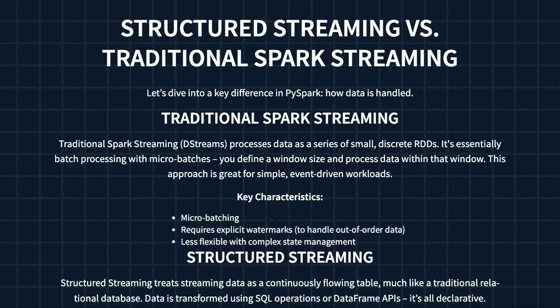Structured streaming changes things up completely. Instead of those micro batches, it treats streaming data as a continuous table, just like you'd find in a relational database. You define what transformations you want to apply using SQL or data frames, and Spark takes care of the details. This declarative approach makes it much easier to build robust applications with built-in fault tolerance and exactly-once semantics, which means your data isn't lost or duplicated. Plus, managing state, keeping track of things over time, is significantly simpler. Basically, structured streaming provides a more powerful and streamlined way to work with streaming data in PySpark.